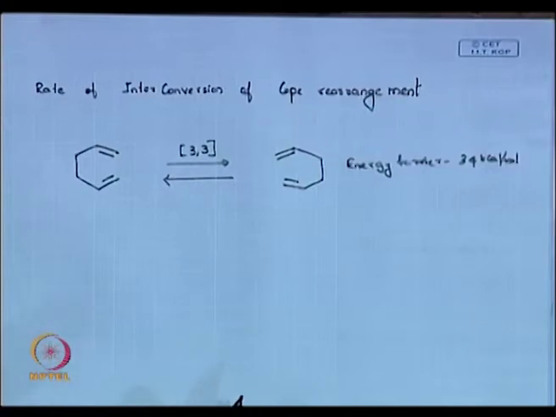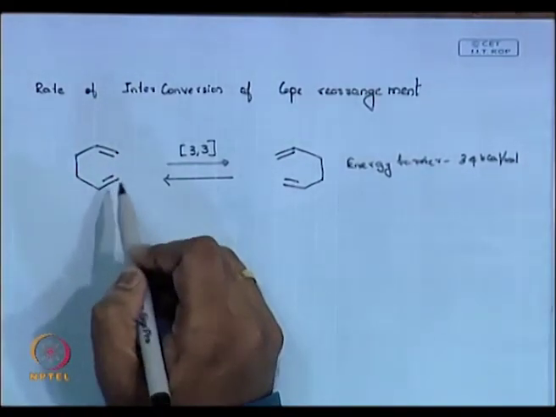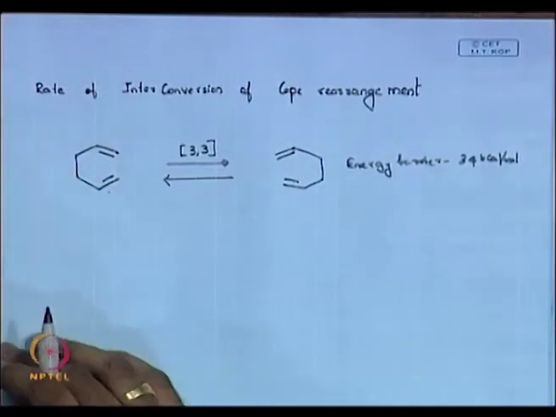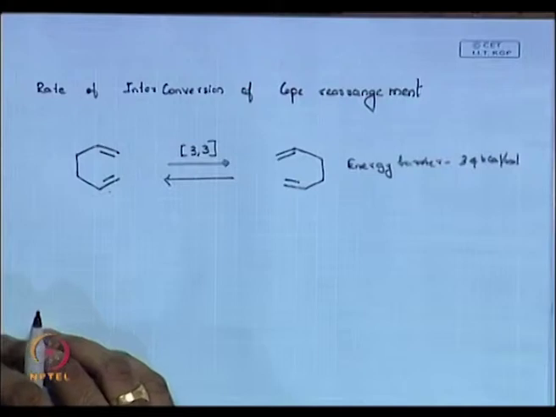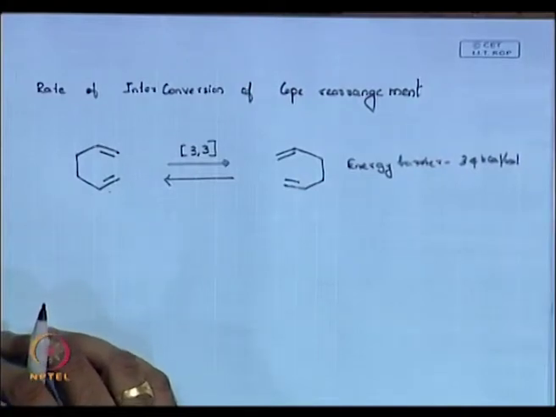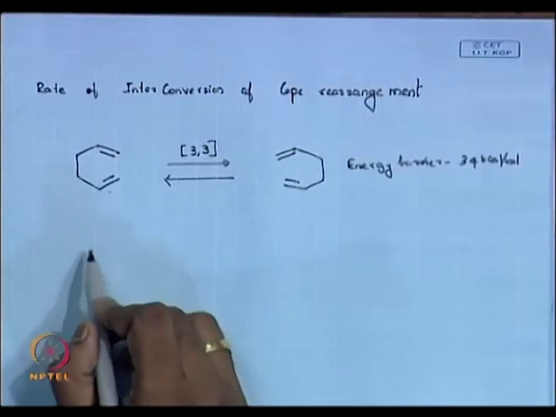Fine. If I want to increase this rate of interconversion, I want to make this interconversion very fast, what do I have to do? Any idea from your side, any suggestion? I want to make this energy barrier less and I want to interconvert this very fast. You can have substitution in 3 position. Any other? Yeah, good suggestion, no problem, because you can do your oxy-Cope, no? That comes under that category.